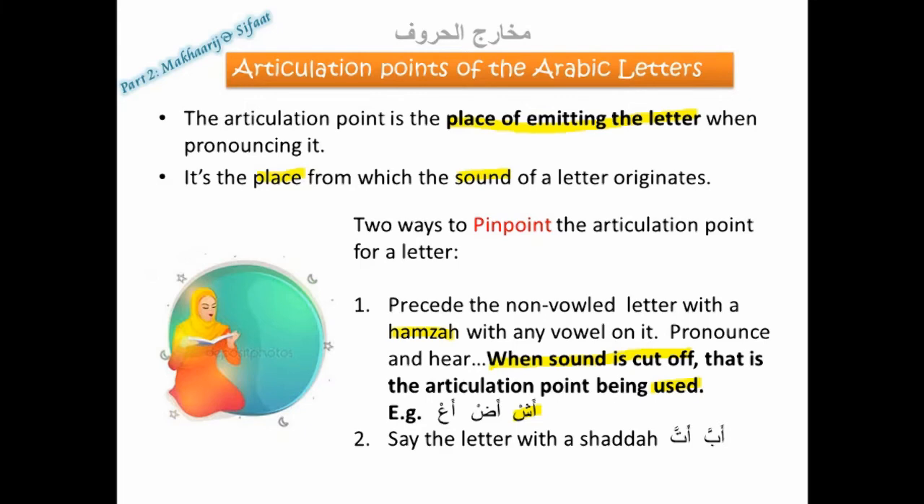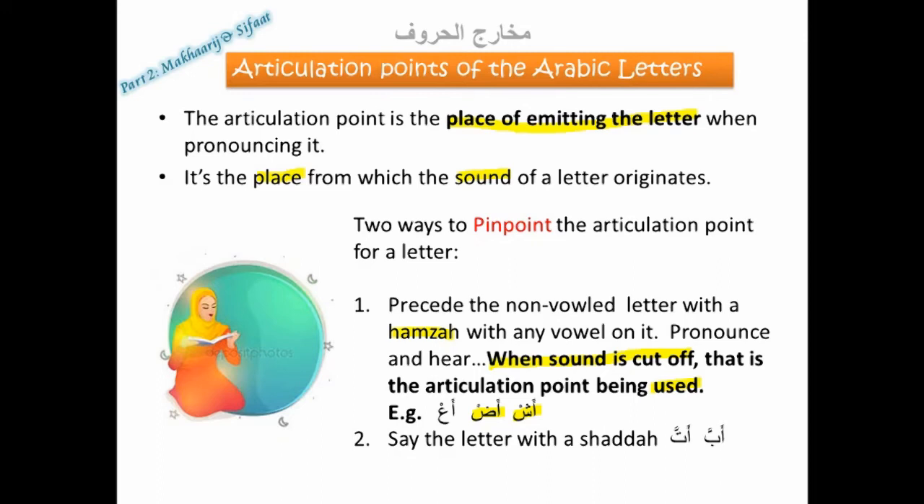And sheen has other characteristics with it, and together with that we will check if we're using the correct articulation point. The next example is with dad, and dad actually comes from the sides of the tongue, and then we have to make sure that we're using the correct articulation point with its characteristics. We're saying the dad from the sides of the tongue, and this is a very good way to check.